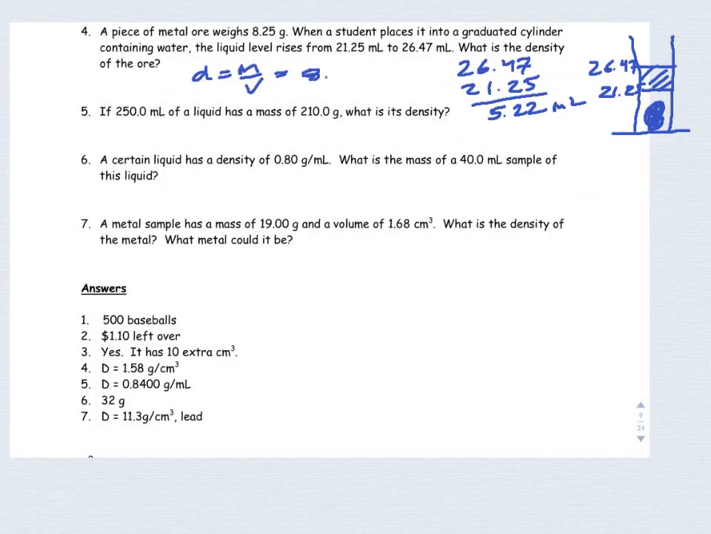8.25 grams divided by the equivalent, which is 5.22 cubic centimeters. Remember, a cubic centimeter and a milliliter are the same measurement. If you divide those into each other, you're going to get a density.